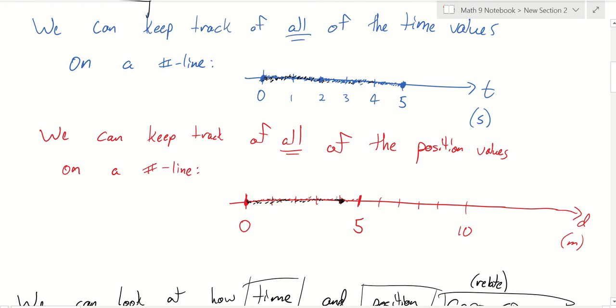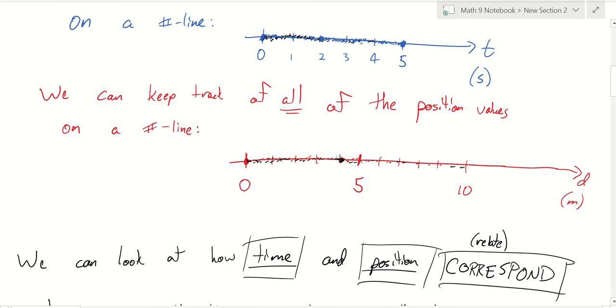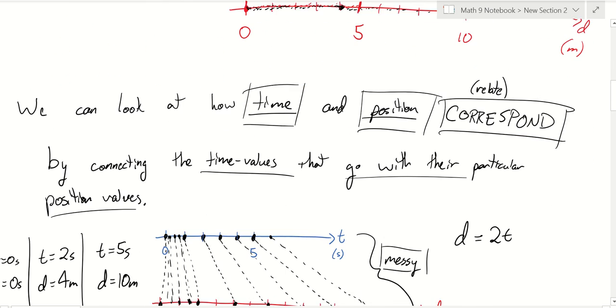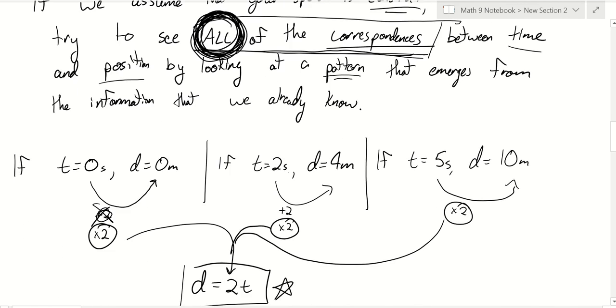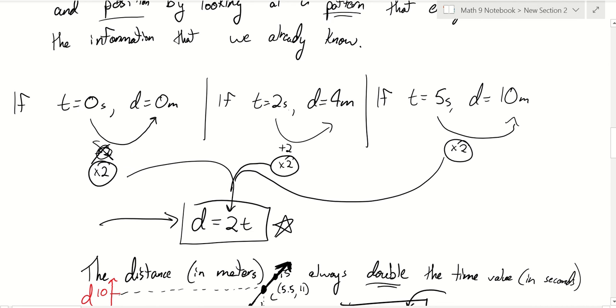And to get to position 10, you have to travel through all of these other position values, right? And so we have these two number lines to describe time and position, and we thought, hey, maybe we could track how they correspond just by writing those number lines next to each other and seeing how these points correspond. And that is kind of useful. We see a pattern here that as time moves on, our position moves further and further away from time, because position is always double what the time is.